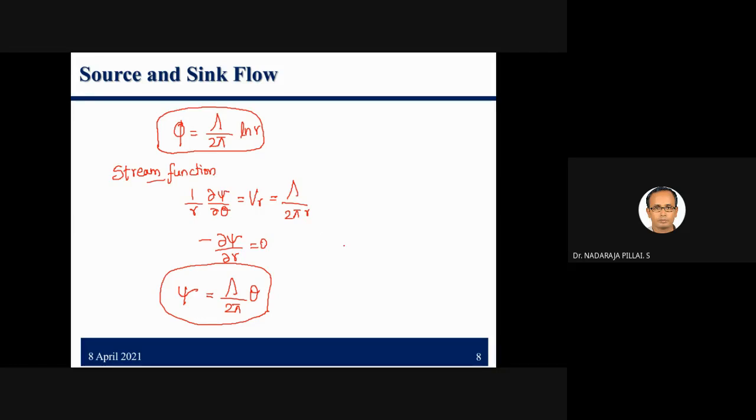So as usual, we can say that this equation satisfies the Laplace equation. So by that way, we can write del square phi is equal to 0. Similarly, del square psi is equal to 0. So the source flow is again a basic and elementary flow in aerodynamics.